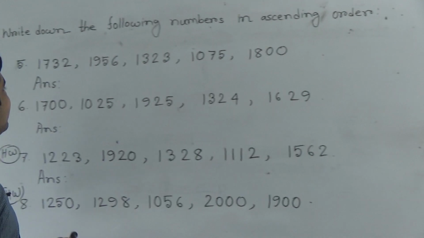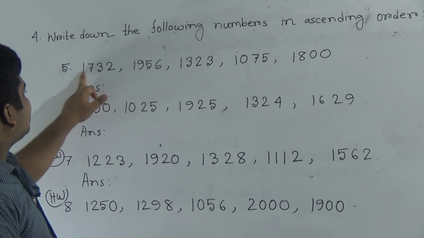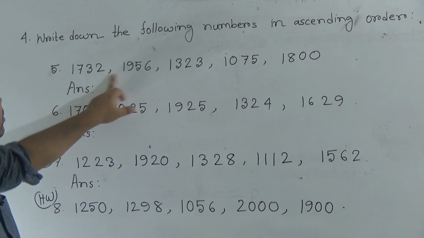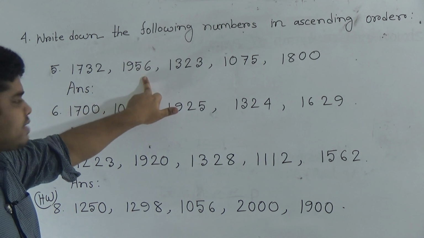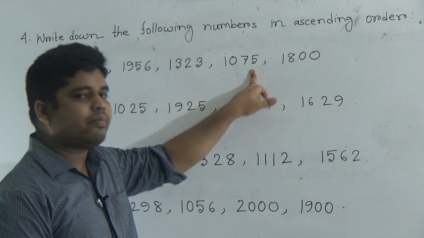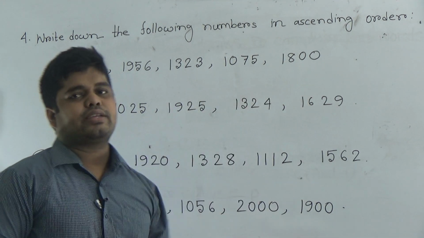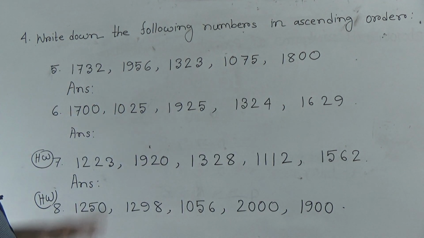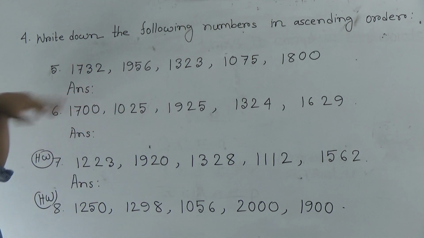My dear students, here are some numbers: 1732, 1956, 1323, 1075 and 1800. Before starting to solve these problems, at first we write the place of the digits.